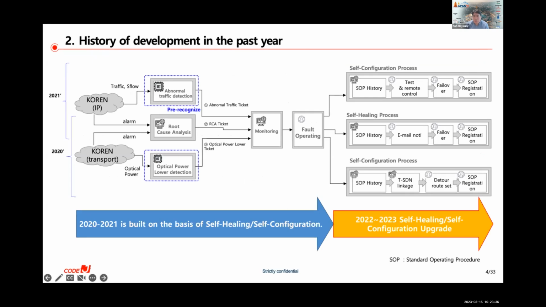Research and development of current-based autonomous network technology began in 2020 and established the foundation for self-restoration and self-configuration by 2021. From 2022, a self-configuration process was defined so that the network path could be optimally changed when abnormal traffic was detected in the IP SDN network. In 2023, it plans to analyze various alarms coming from the system and define and develop processes that can handle self-recovery in case of invalid alarms.